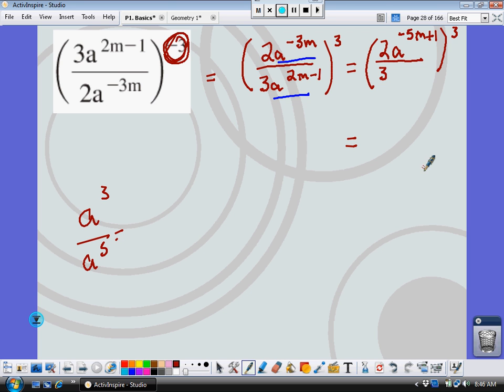And I'll do this next step for you. There's now 1, 2, 3 things inside parentheses. I've got to raise the 2 to the third power, which is 8, not 6. I've got to raise a to the negative 5m plus 1 to the third power. A power raised to a power, simply multiply. How do I multiply? Distributive. So that's going to be a to the negative 15m plus 3. On bottom, 3 to the third power, 3 times 3 times 3, that is 27.